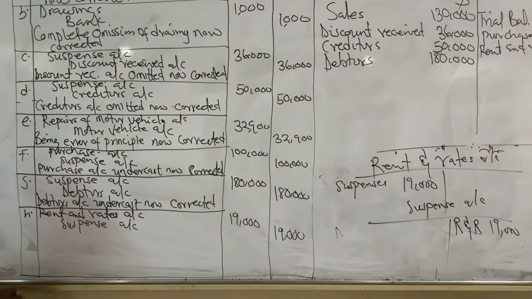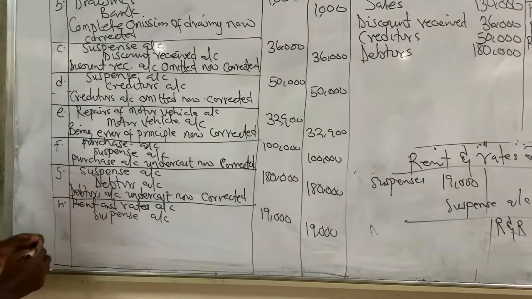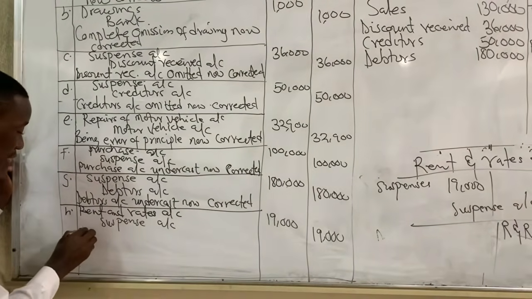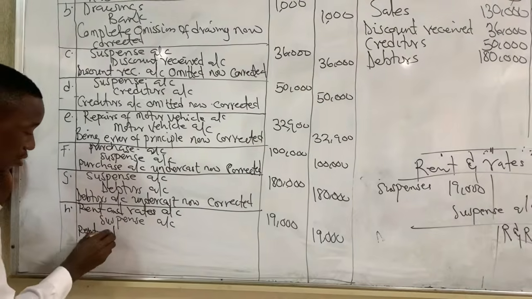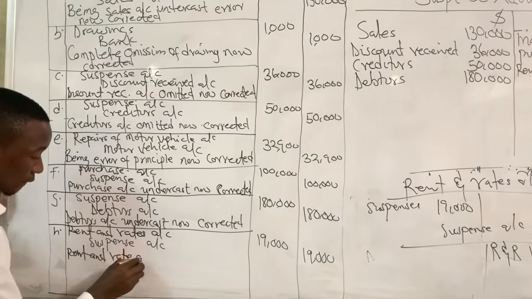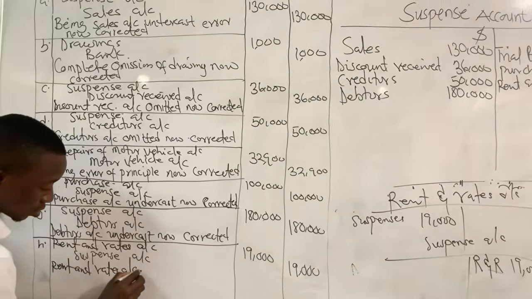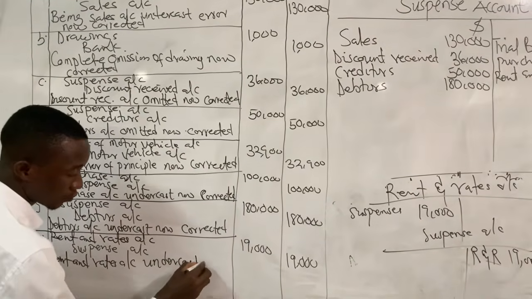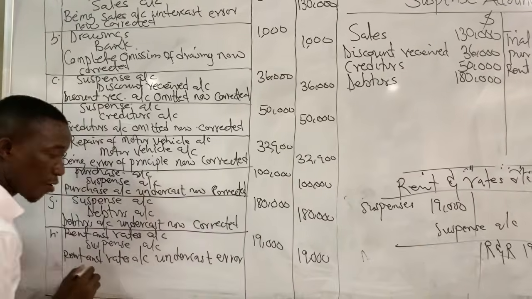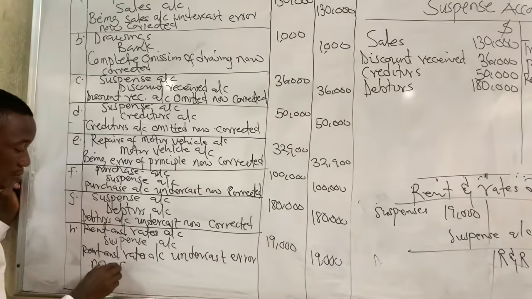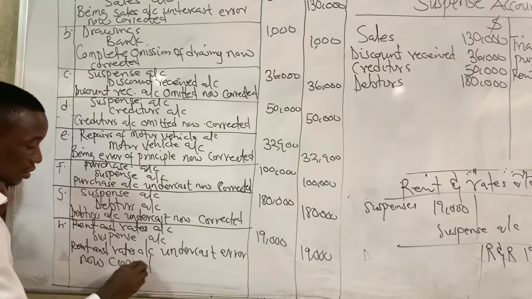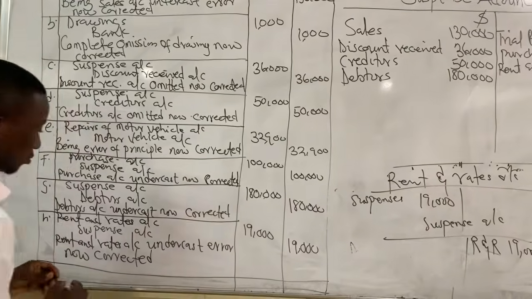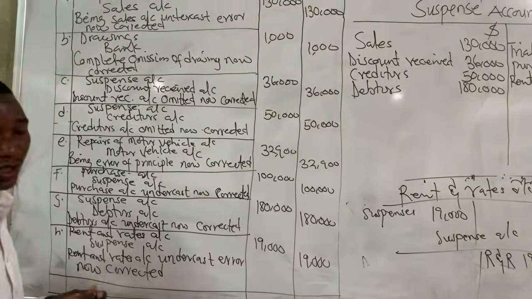Then we do the narration. It is a rent and rates account undercast. So the error is now corrected. We fully corrected the error. Alright, so this is how we pass it through the journal.